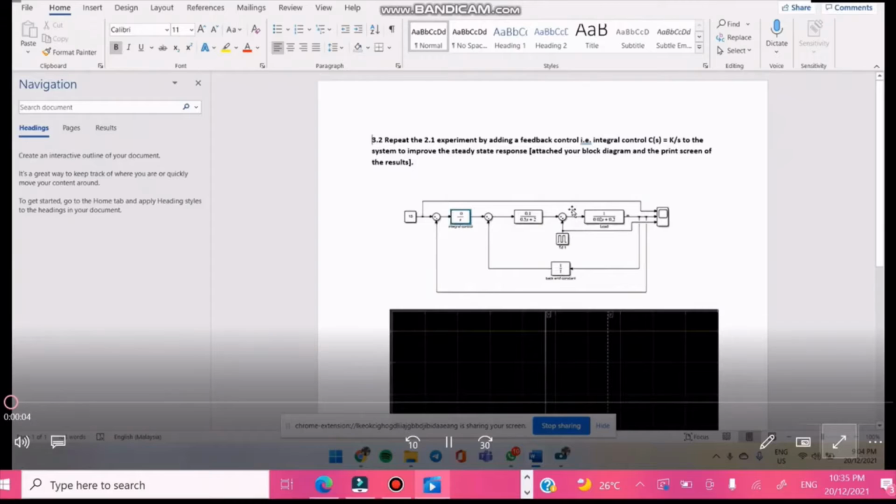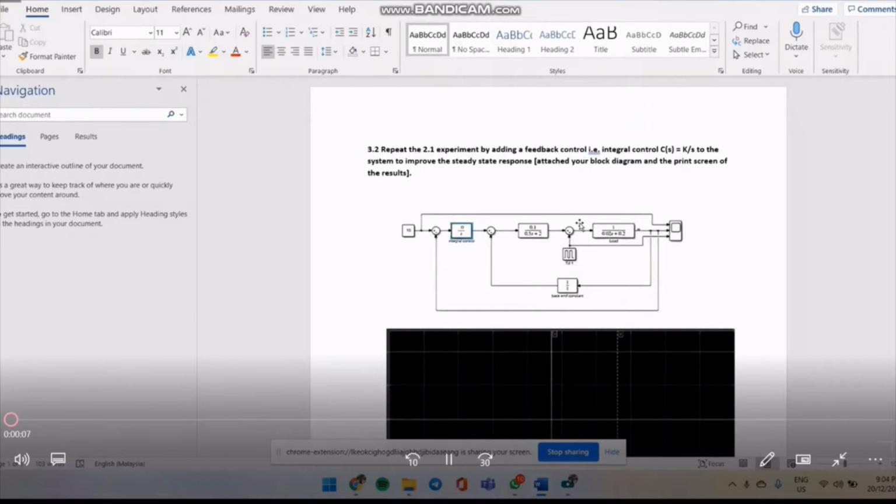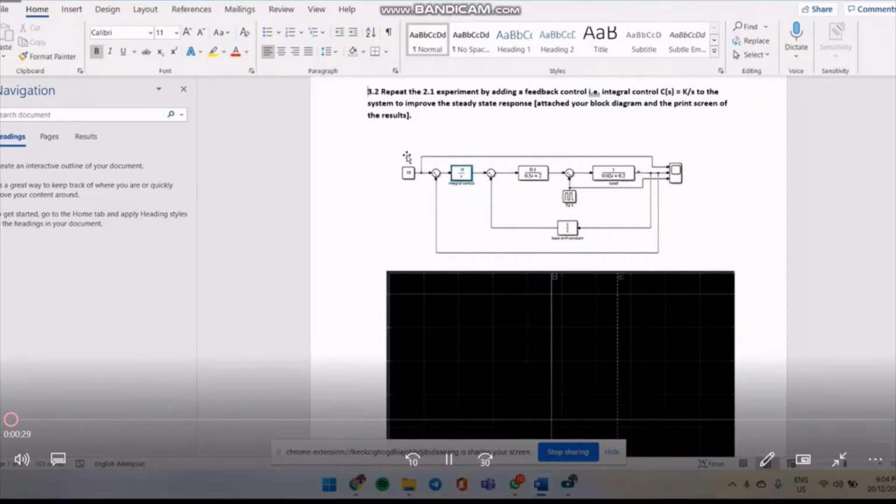Assalamualaikum and good afternoon. My name is Alif Azhan bin Abdul Rahman. My matrix number is CE2001X2. I am given a task to do 3.2, where the question is to repeat the 2.1 experiment by adding a feedback control, integral control, to the system to improve the steady state response. I'm sorry I'm presenting only the results, because I don't have MATLAB on my laptop as it's not supported. I'm using my friend's laptop and I only print screened the result.